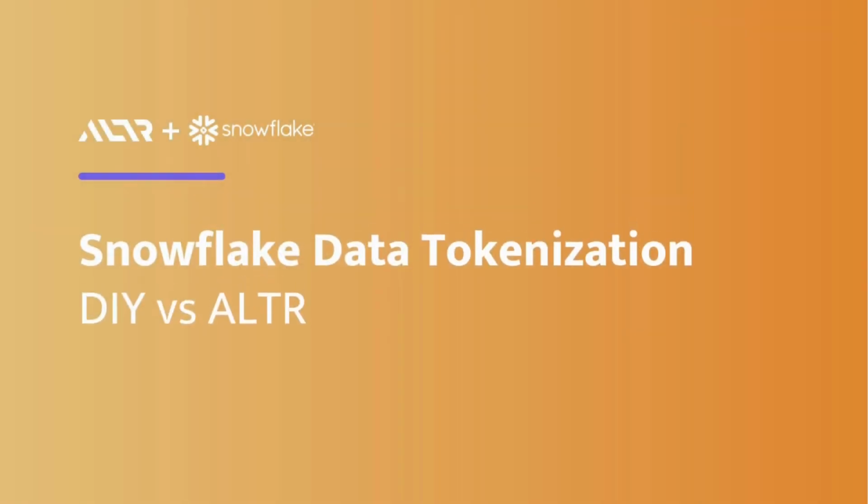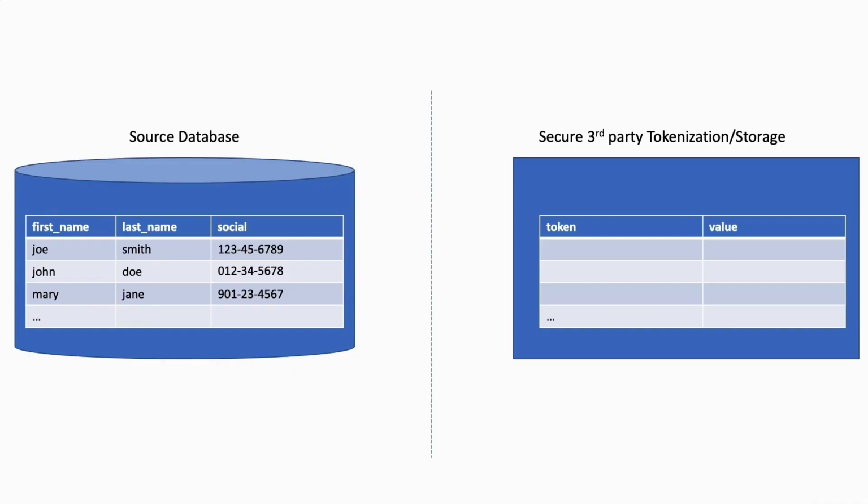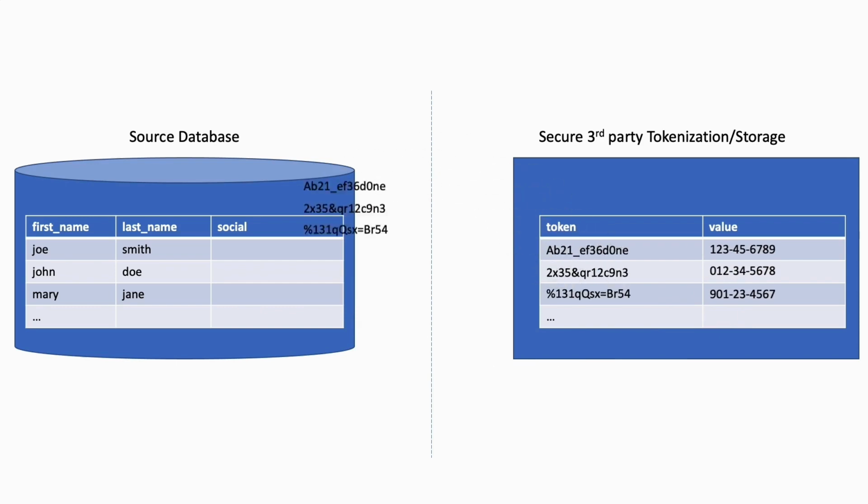Today we're going to talk about data tokenization in Snowflake. Tokenization is the process of substituting a meaningless string value for a sensitive data value in a database. The meaningless string value is referred to as a token. The sensitive values are removed from the database and placed in trusted storage. The original value is then replaced with a randomly generated token.